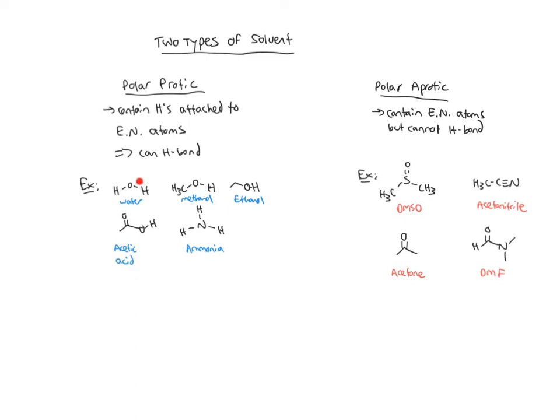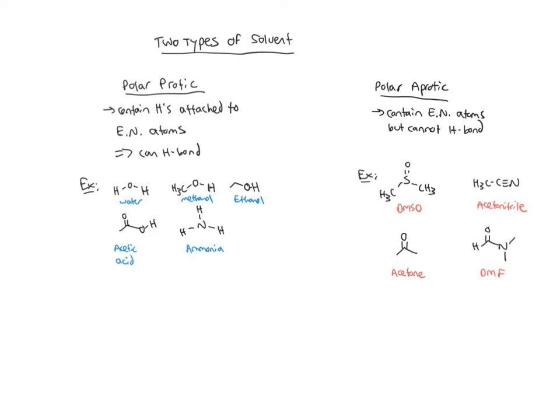So our polar protic solvents are going to be things like water, methanol, ethanol. We have this OH bond here that can participate in hydrogen bonding. Acetic acid, we also have that OH bond. Ammonia, we have an NH bond. We can do hydrogen bonding with that. And so those are some solvents that would be polar protic.